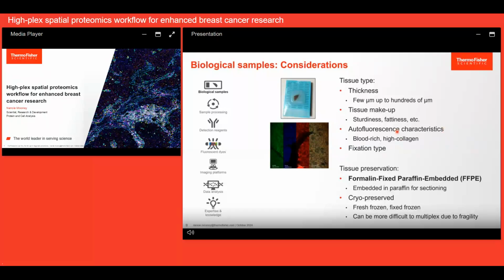Fixation type, of course, can change the amount of autofluorescence and how your tissue can be handled as well. In this situation, I use formalin-fixed paraffin-embedded tissues, though cryopreserved tissue could also probably be used. It can be more difficult to multiplex with cryo tissue due to the fragility compared to FFPE tissue, but everything needs to be optimized in the scientist's hands. As I said before, I use formalin-fixed paraffin-embedded tissue in the workflow that I'm going to be talking to today.